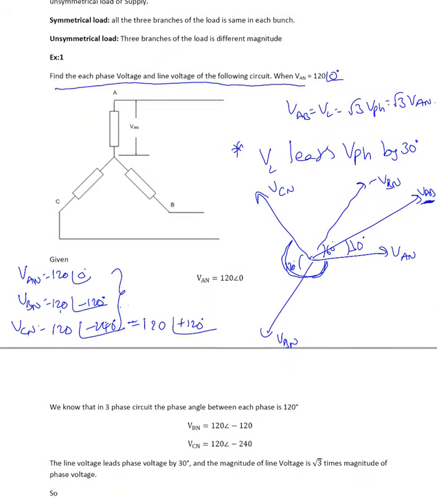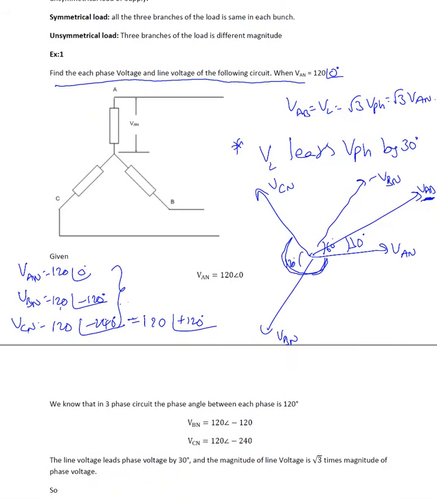Now what is VAB, VBC, VCA? If we look at VAB, VAB must be square root 3 times VAN, which is 120 at an angle of 0, plus 30 degrees, because VAB leads VAN by 30 degrees. So VAB equals square root 3 times 120, which is 208 at an angle of 30.